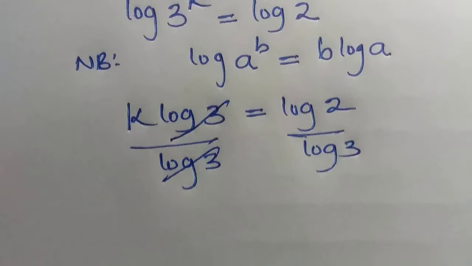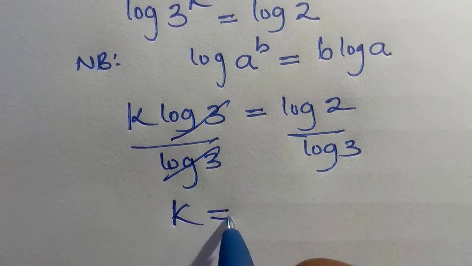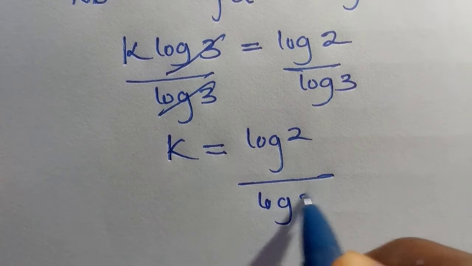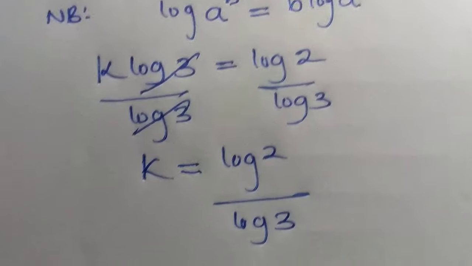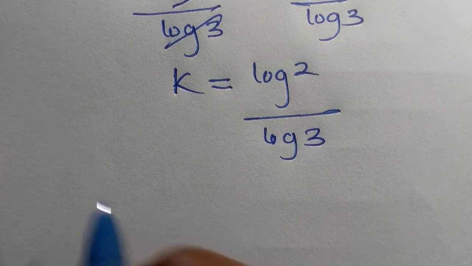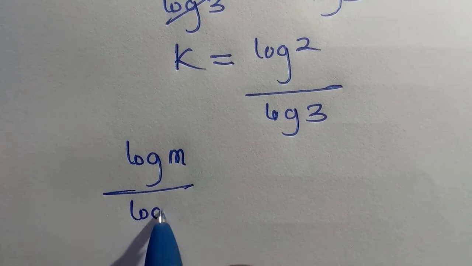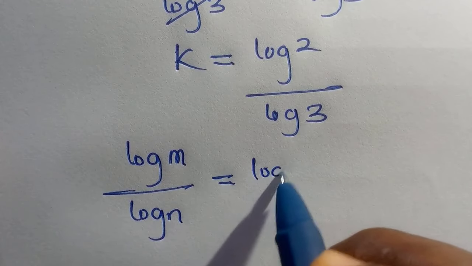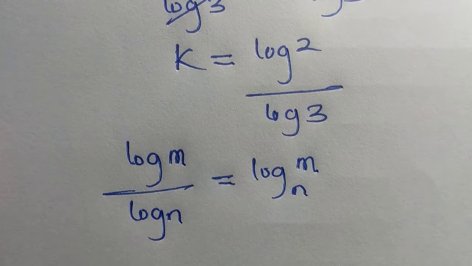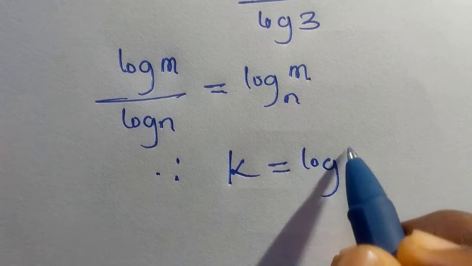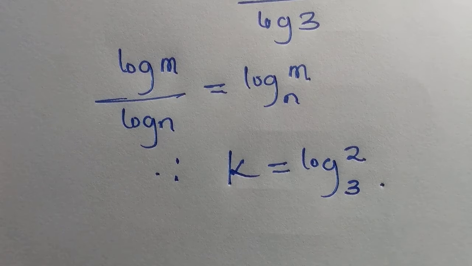log 3 cancels log 3, and we have k equals log 2 divided by log 3. Or we can simply write it in this form by considering this rule. Anytime we have log m divided by log n, it can also be written as log m base n. So therefore, the value of k equals log 2 base 3. Here is what we have, and here is the solution to this problem.